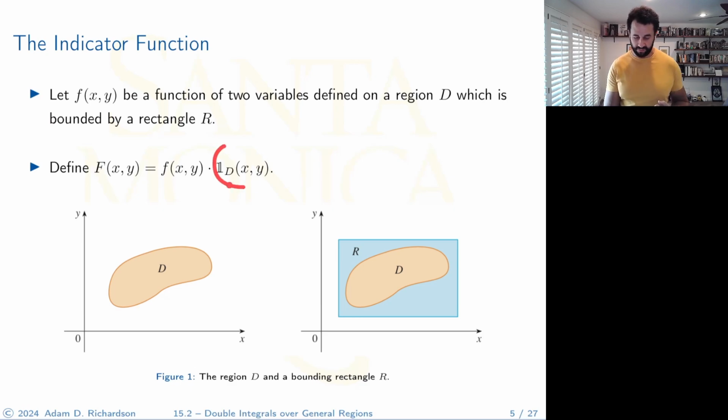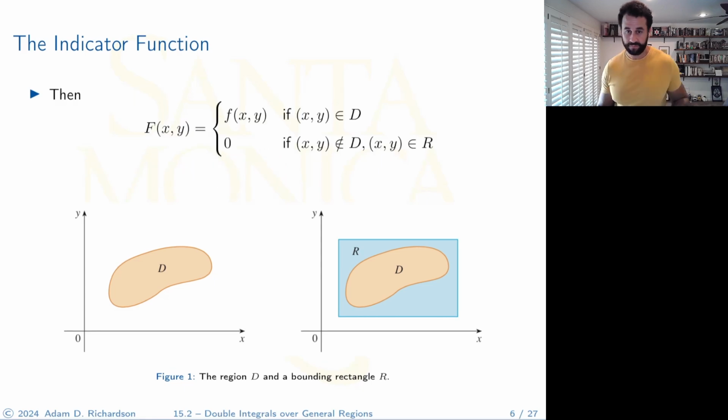Now remember, the indicator function only spits out 1 and 0. So this means that if our point (x, y) is in D, this will be equal to 1, and we'll get f of (x, y). If our point (x, y) is not in D, this thing will spit out a 0, which will zero out the entire expression. So then you're just going to have f of (x, y) or 0. That's what's happening with this setup. There you go.